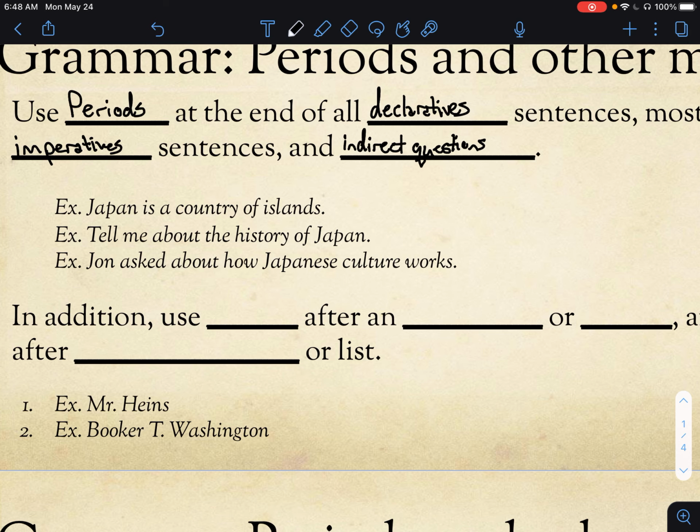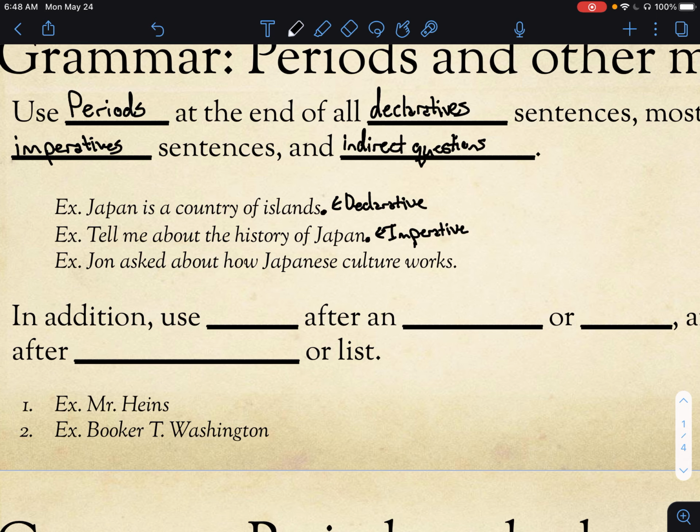And indirect questions, as I'll show you below, is when we talk about the question, but we don't actually ask a question. So, for instance, example, Japan is a country of islands. Boom, period. This is a declarative sentence. We're just saying, hey, look, this is a thing about Japan. Number two, tell me about the history of Japan. We're telling you to do something, therefore this is an imperative sentence. But we're not really yelling or shouting by any means, so we're just saying, hey, do this thing.